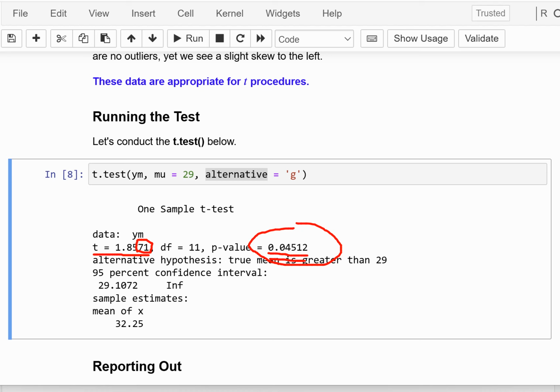But there's the p-value. And notice that R actually tells us what the alternative hypothesis was, that the true mean was greater than 29. Okay, so the true mean for whom? For the young males, young biological males. Okay, and it even gives us the mean for those young males. All right, so now what? Well, now we can do the reporting out.